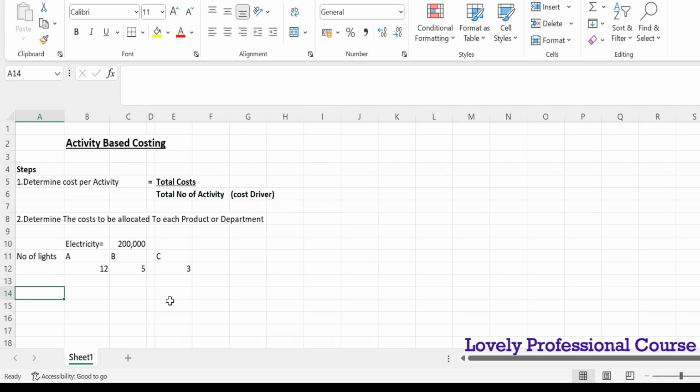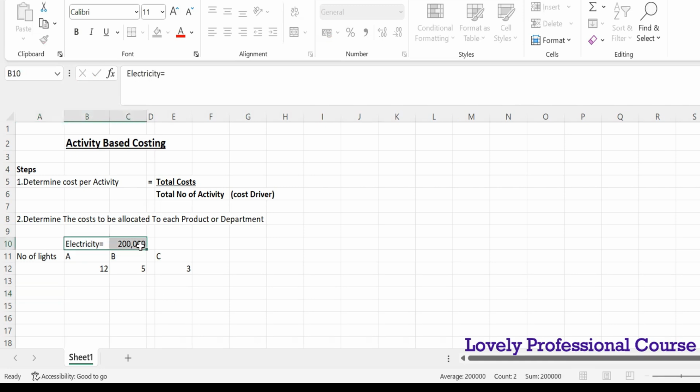Let me remind you: once you see a question on activity-based costing, think of these 2 steps. First, determine the cost per activity. Then number 2, allocate the cost to each product or each respective department. Here the expenditure is electricity, which is an overhead. Let's account for it.